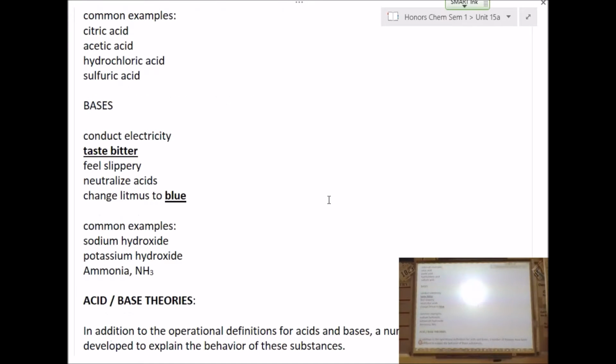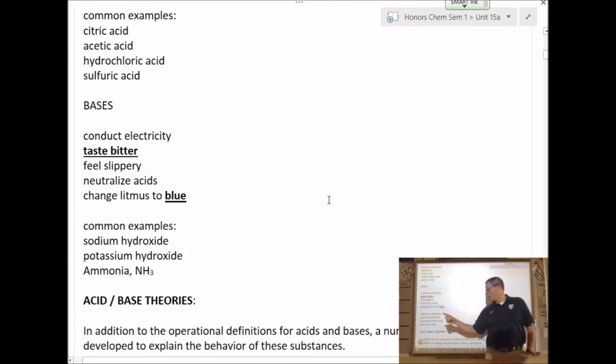Bases also conduct electricity, and they taste bitter. Bases feel slippery when wet. Okay. Soap. They neutralize acids. Also, they change litmus paper blue. Some common examples: sodium hydroxide, potassium hydroxide, and probably ammonia. If you have a cat, you know.